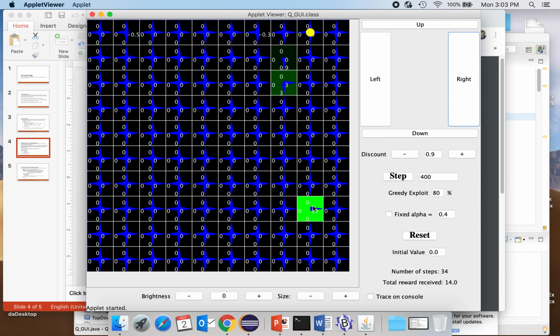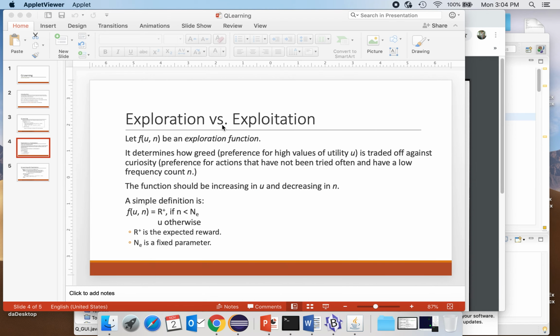Even over here, well, we never tried any of these things, so how do we know that this isn't 100 or 1,000 or something like that? So it's very important that we don't always simply go by the highest reward. We want to explore things a little bit. And so that's this idea of exploration versus exploitation.